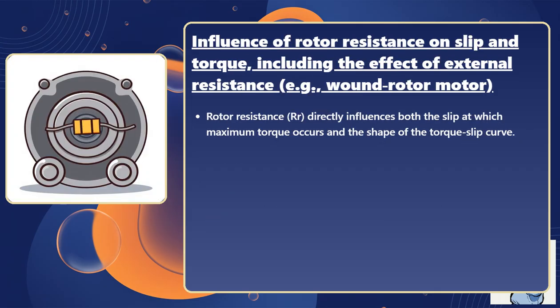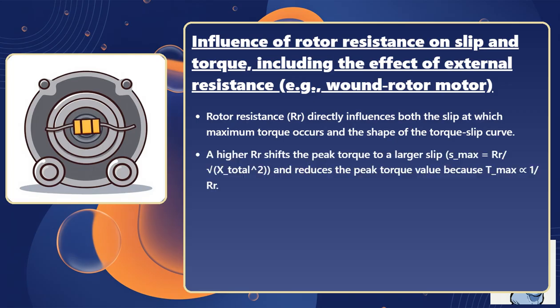capability. Rotor resistance, RR, directly influences both the slip at which maximum torque occurs and the shape of the torque-slip curve. A higher RR shifts the peak torque to a larger slip. Smax equals RR divided by the square root of X total squared, and reduces the peak torque value because Tmax is proportional to 1 over RR.